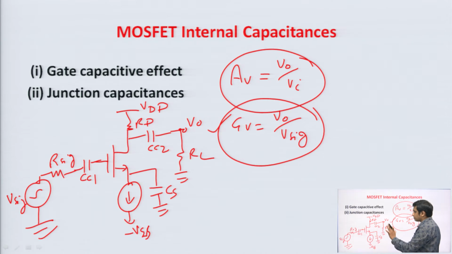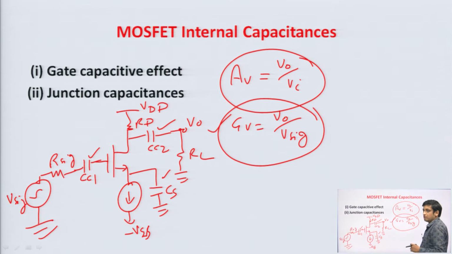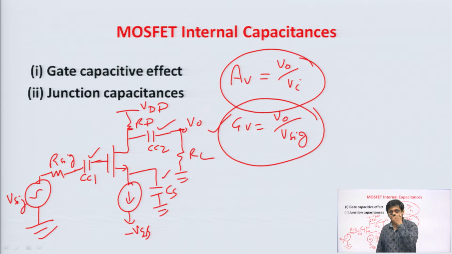Now, this circuit we have already analyzed in unit 1. There we had assumed that these coupling capacitors and the bypass capacitors act as a perfect short circuit. So we neglected the effect of these capacitors and calculated the voltage gain. But now we need to understand what will be the effect of these capacitors on the voltage gain of the amplifier.